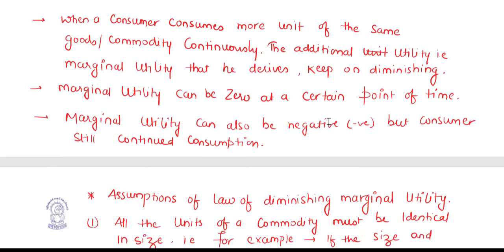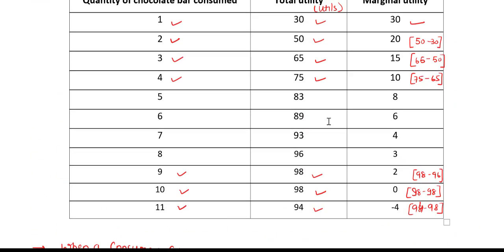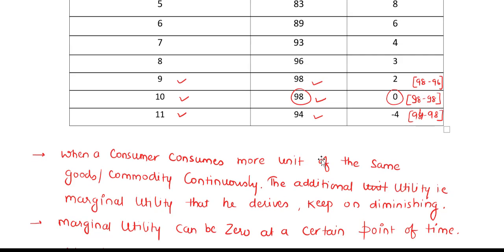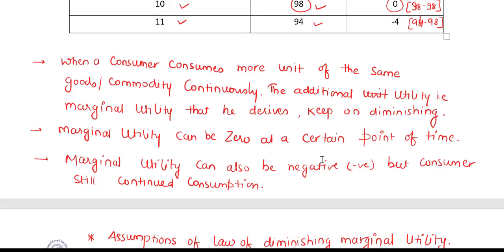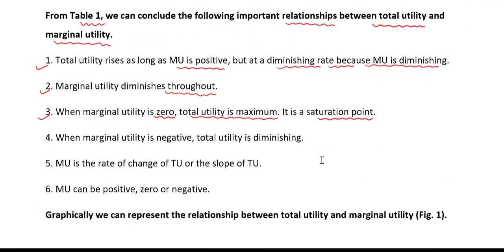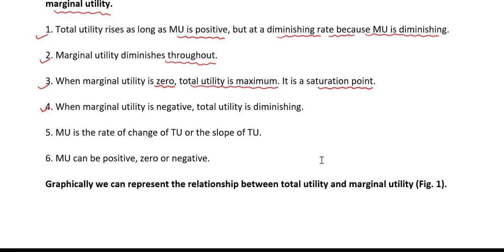Just see it over here. In this example, at the 10th unit of consumption of chocolate, the marginal utility is 0 and total utility is maximum, that is 98. After this, at the 11th unit of consumption of chocolate, there is a negative marginal utility and a decrease in the total utility. When marginal utility is -4, the total utility is diminishing and it became 94 from 98.